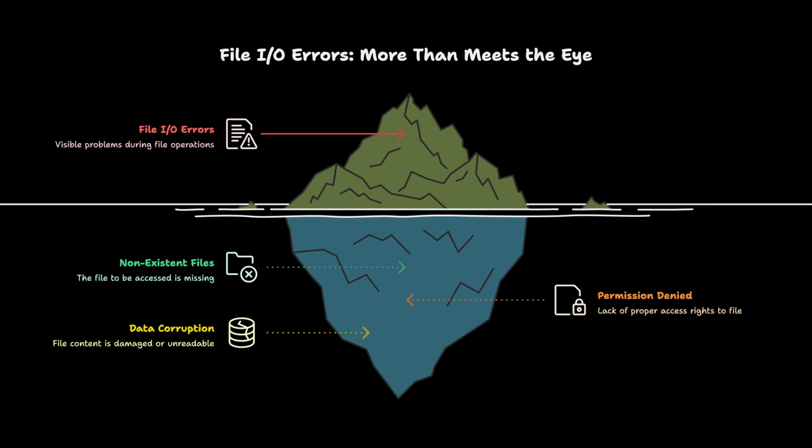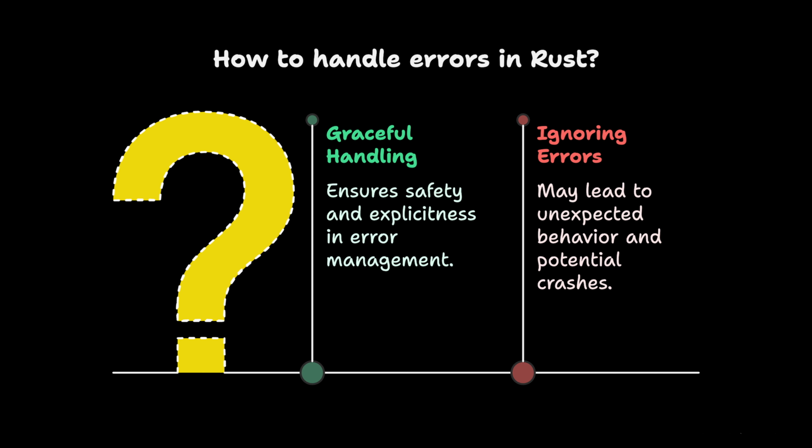If you've ever tried reading or writing files, you know that things don't always go as planned. Files might not exist, permissions might be denied, or data might be corrupted. Rust, being as safe and explicit as it is, makes us deal with these errors gracefully. And that's exactly what we'll learn today. So let's dive right in.